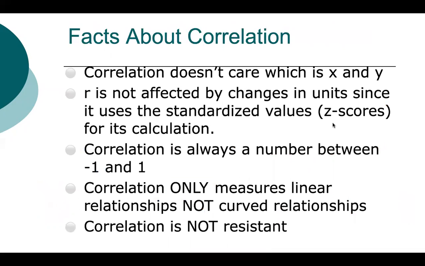Some facts: correlation doesn't care which is X and Y. R is not affected by change of units. It's been standardized, so it doesn't really have any units and isn't changed if I change the units. Correlation is always between -1 and 1. It only measures linear relationship and it is not resistant.